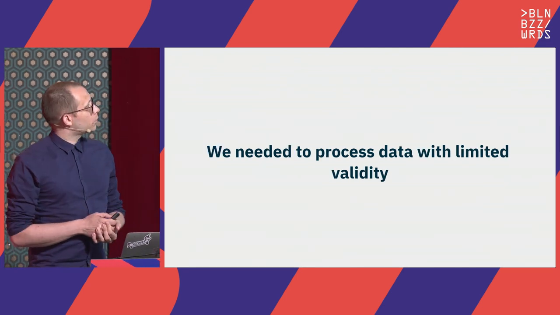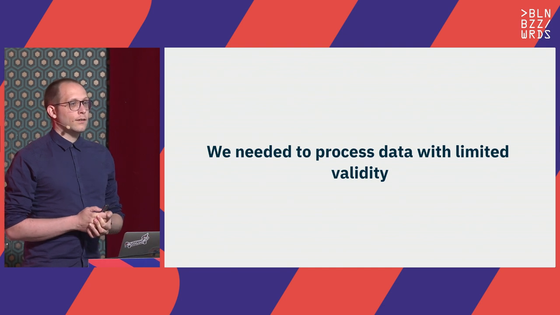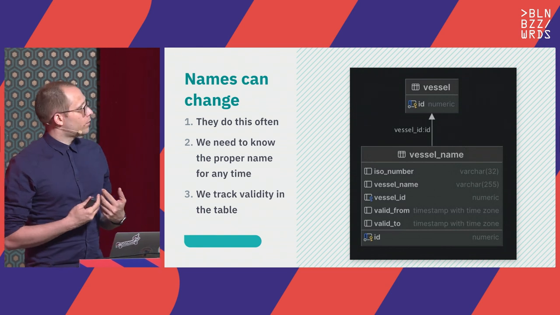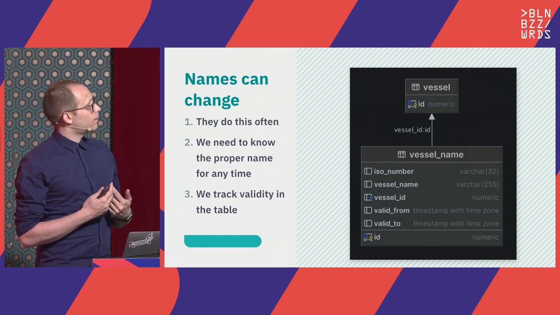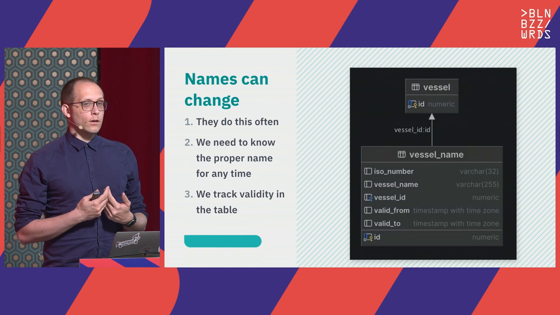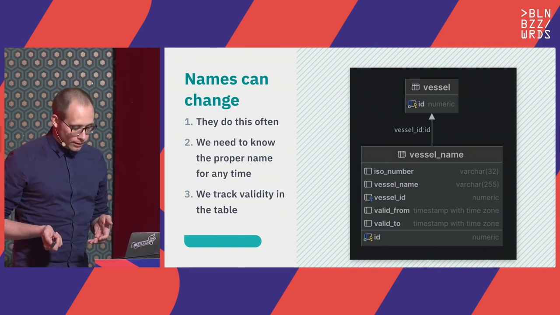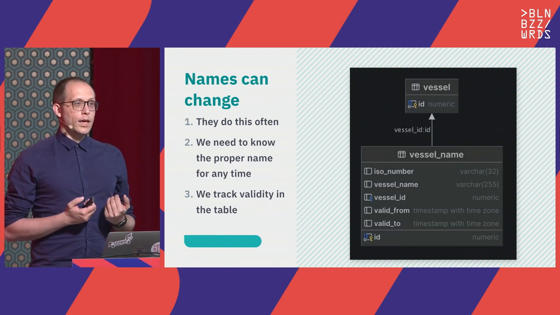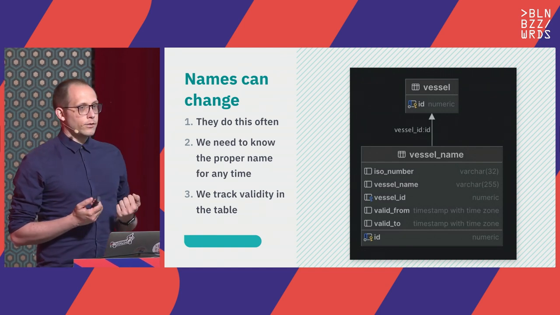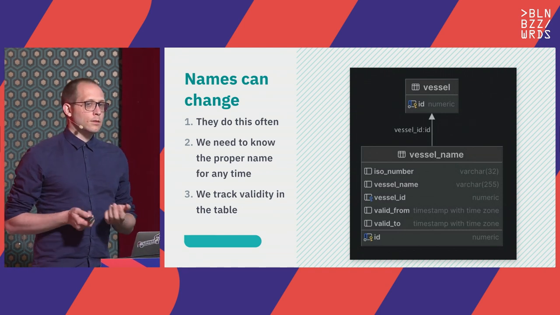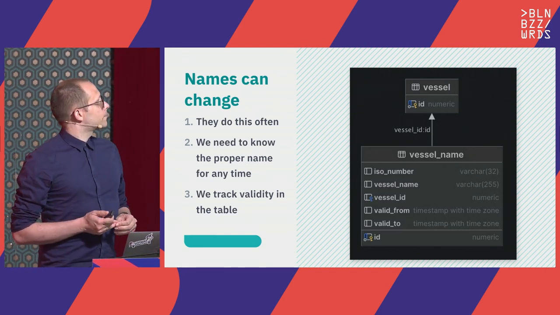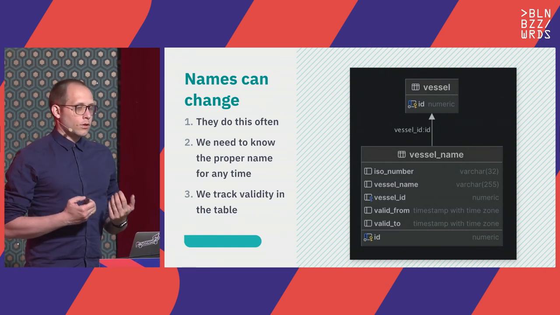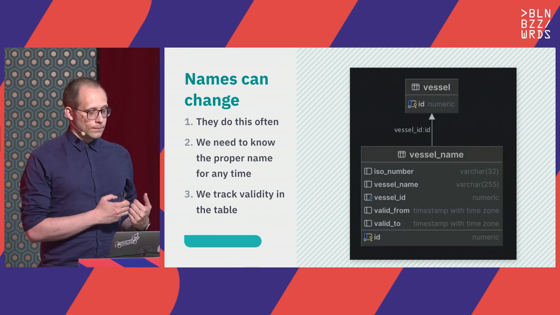Also, we worked with data that had a limited validity. One example is the name of a vessel. The name of a container ship was changing quite a lot. Not every week, obviously, also not every year. But it happened from time to time that the container ships of that company got a new name. Seafarers might tell you that this brings bad luck, but they did it anyways. So our application needed to know which container ship had which name at which point in time.